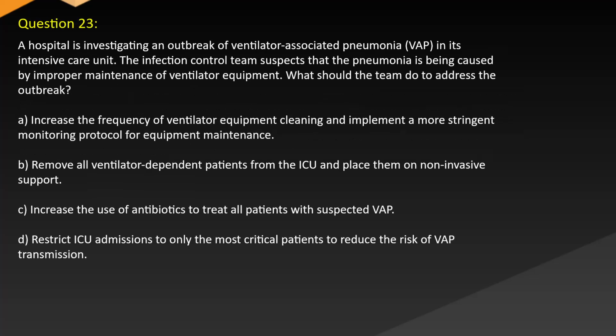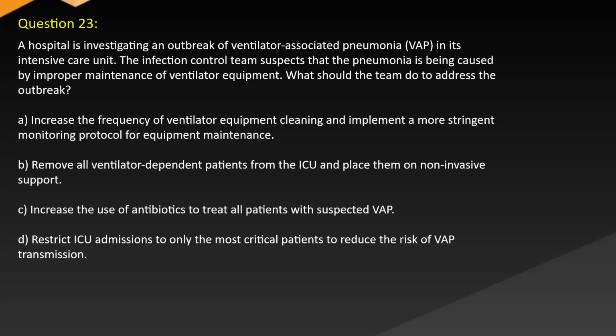Question 23. A hospital is investigating an outbreak of ventilator-associated pneumonia (VAP) in its intensive care unit. The infection control team suspects that the pneumonia is being caused by improper maintenance of ventilator equipment. What should the team do to address the outbreak?